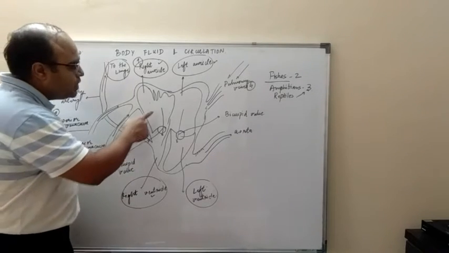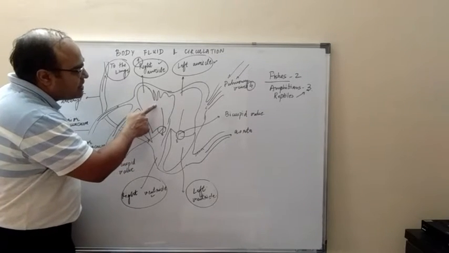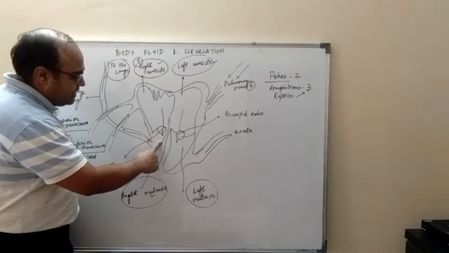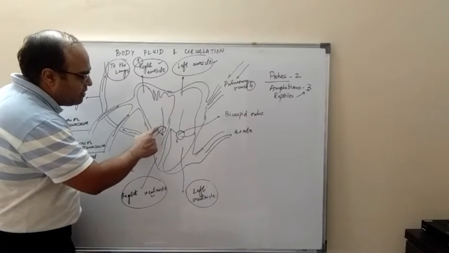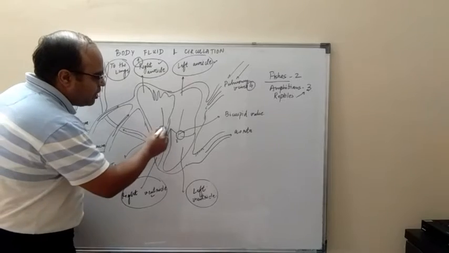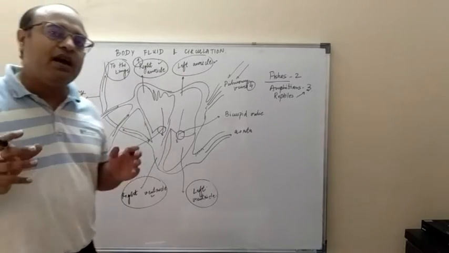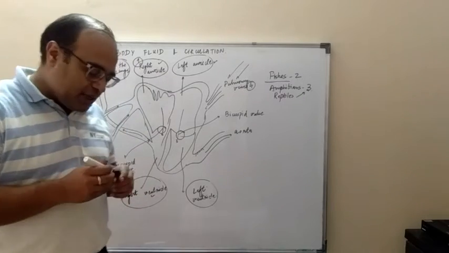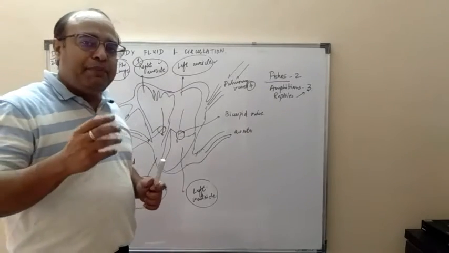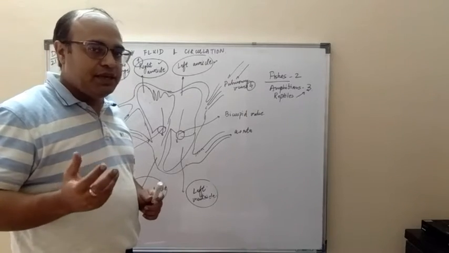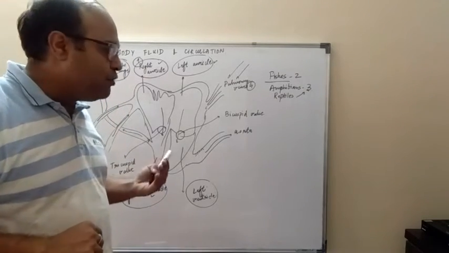As you can see, from the right auricle the blood passes into the right ventricle through a valve. Now see, there is a valve over here. What does the valve do? The valve prevents the backflow of blood. Now what will you understand by backflow of the blood?